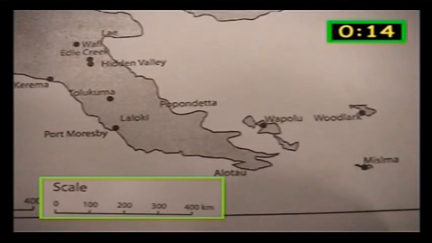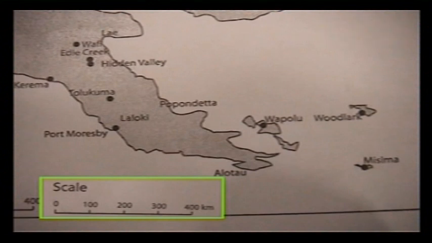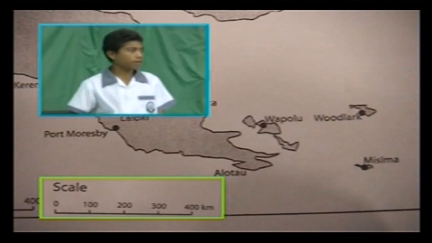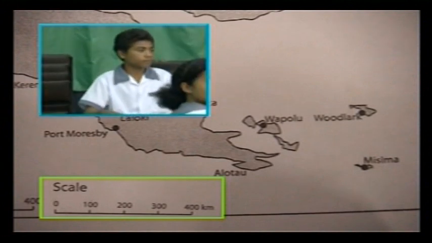Quickly. Receiving students, what will be the actual distance on the ground of Port Moresby to Woodlark Island? Okay, Jubilee? 550 kilometers. Okay, Jubilee, how did you get 550 kilometers? Multiply 5.5 by 100. Okay, who agrees with his answer?